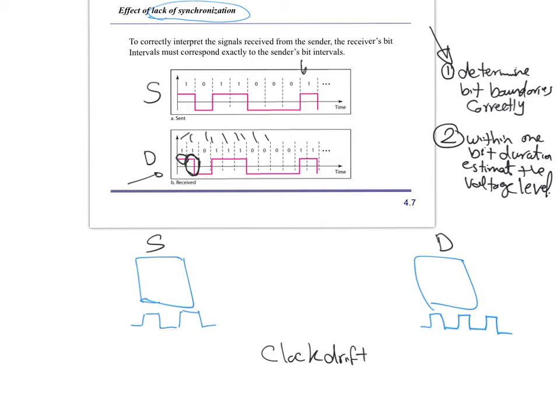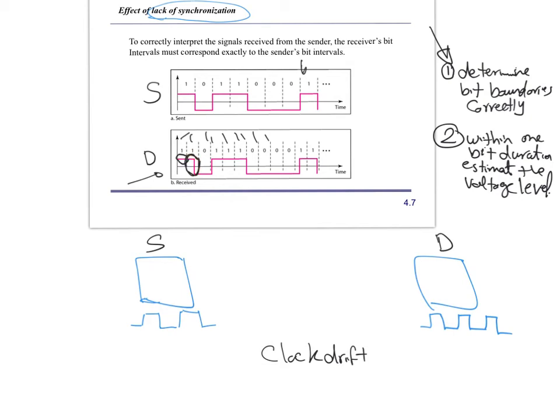What is the effect of this? The effect of this is twofold. One, you try to detect more bits than what you really sent. Because here the bit duration is shorter, which means that the number of bits that I have seen in the signal is more than what the signal actually contains.